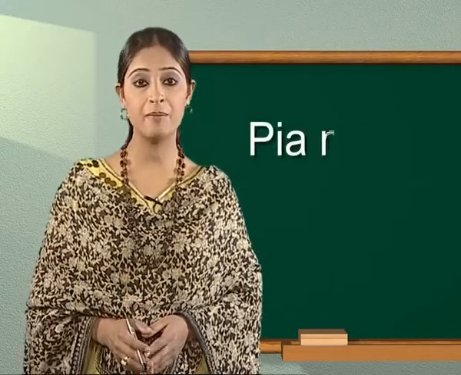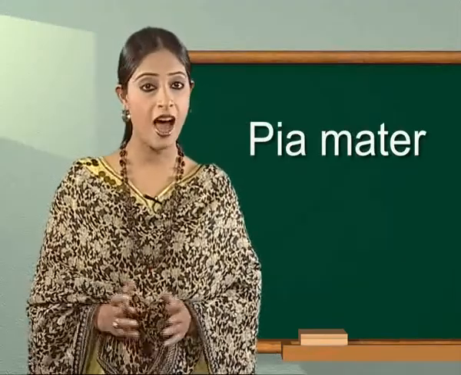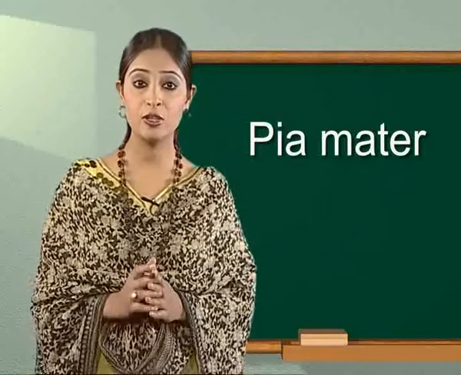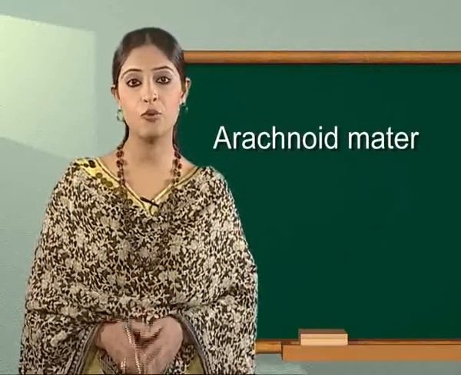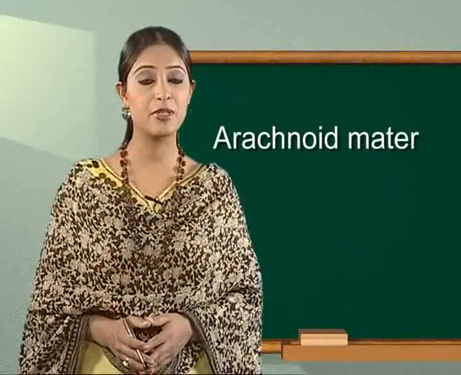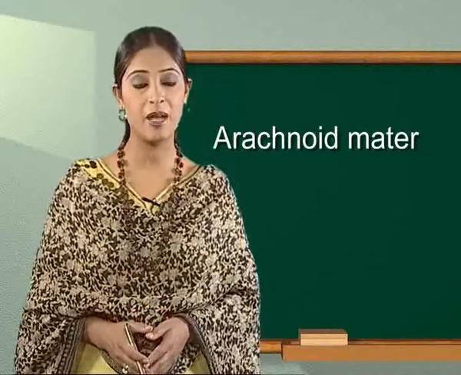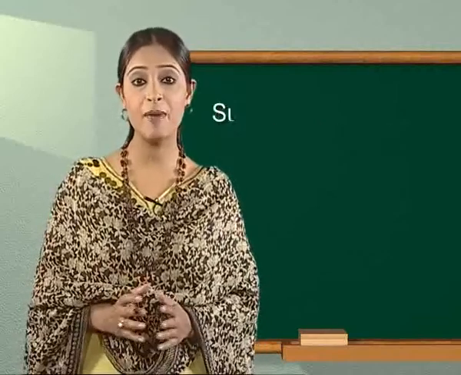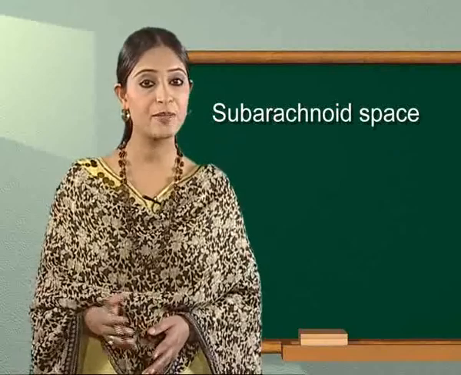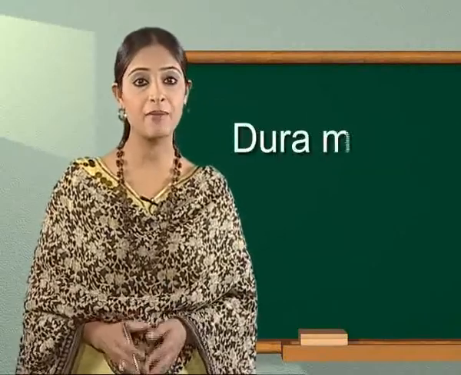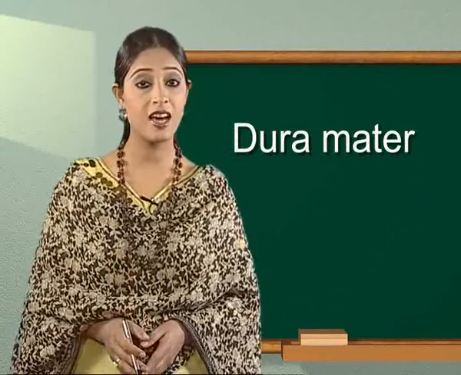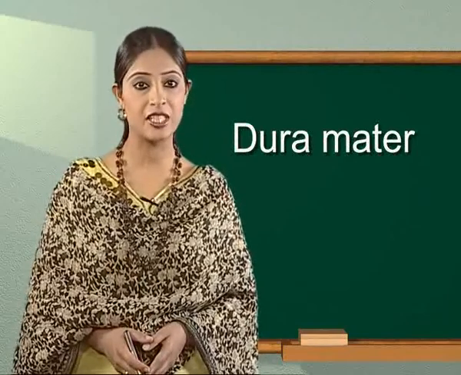If we talk about pia mater, it is very thin, highly vascular and present close to the brain. Next is arachnoid mater. It is also thin but is non-vascular. There is a narrow space between the pia mater and the arachnoid membrane which is called the subarachnoid space. This space is filled with cerebrospinal fluid. Third and outermost covering is dura mater. It is thick, tough and lines the cranial cavity.